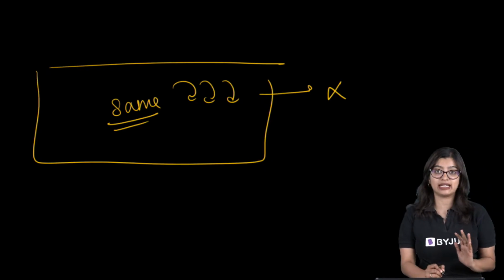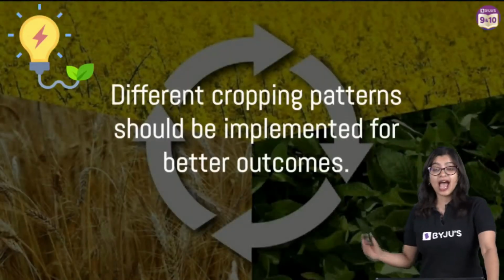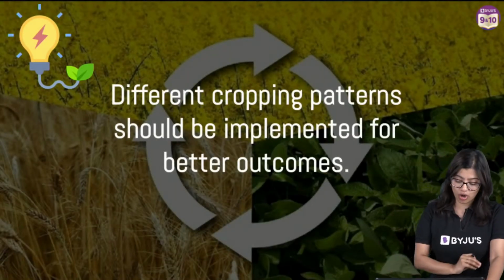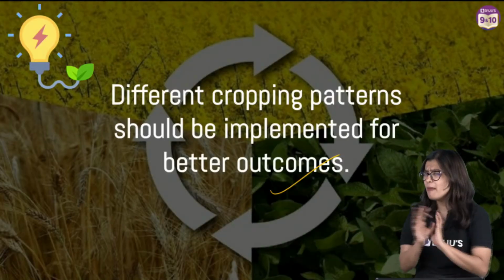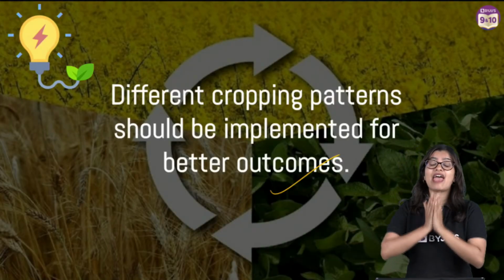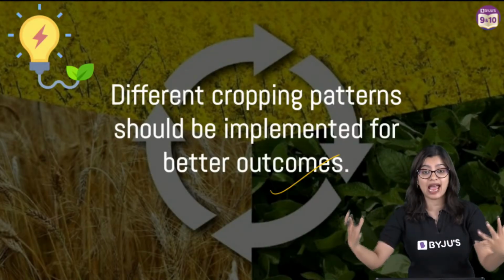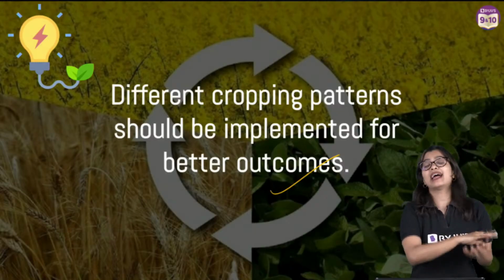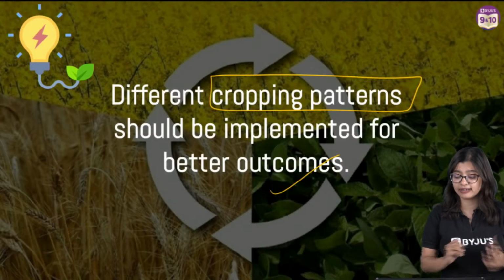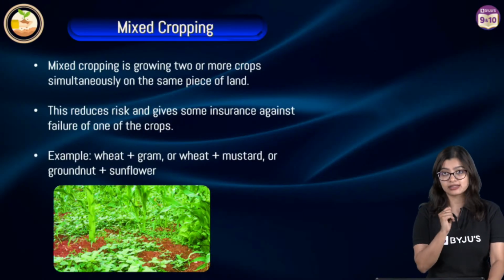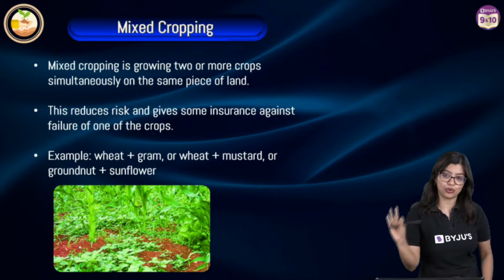This kind of cropping technique is not wise, which is why we see that if we have a pattern in which we grow crops such that we get a better outcome, that means that I grow my crops in such a way that it is very effective. I'm using my nutrients, my water, my land very effectively. Then that is what we understand as a cropping pattern. Now, how many types of cropping patterns do we see? There are 3 kinds. We have mixed cropping, intercropping, and then of course we have your crop rotation.